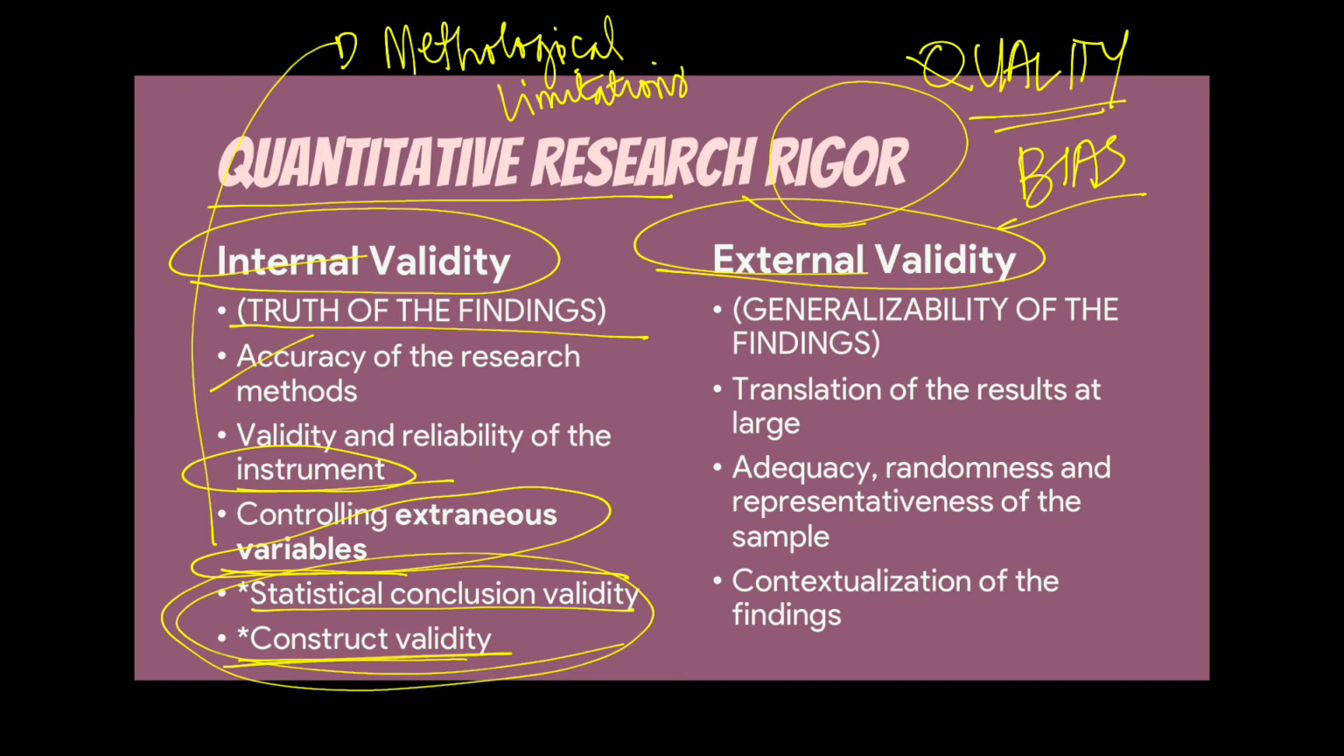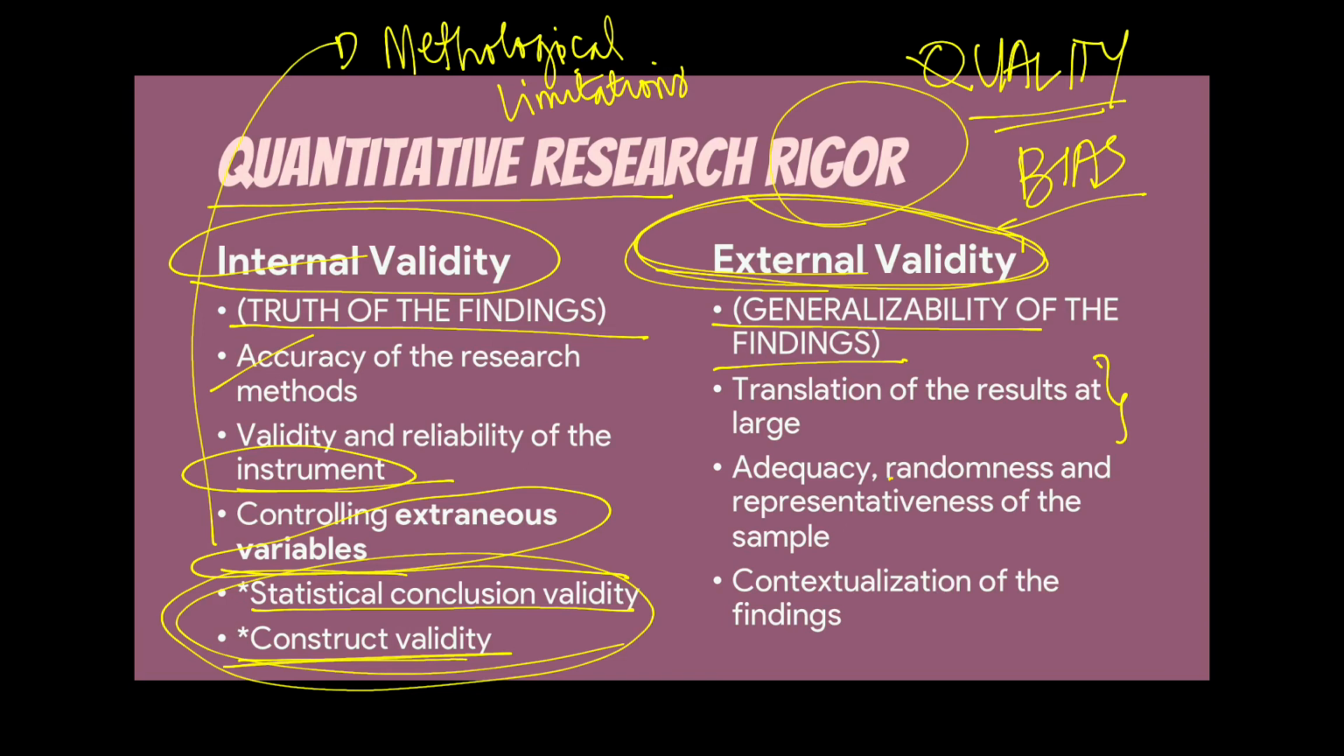The second one that's very important also for quantitative research is external validity, or the extent to which you can generalize the findings. So, are you able to translate the results at large? Meaning, did you collect enough samples in order for you to say that, yes, this sample represents the rest of the population, so the findings that I get here can be represented for the whole of the university. Okay?